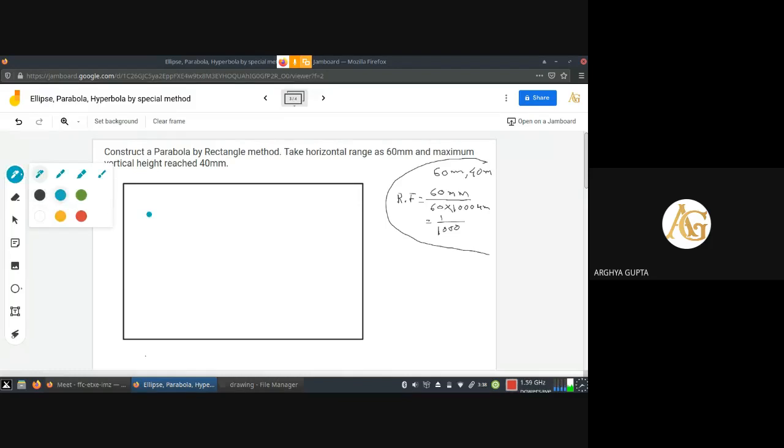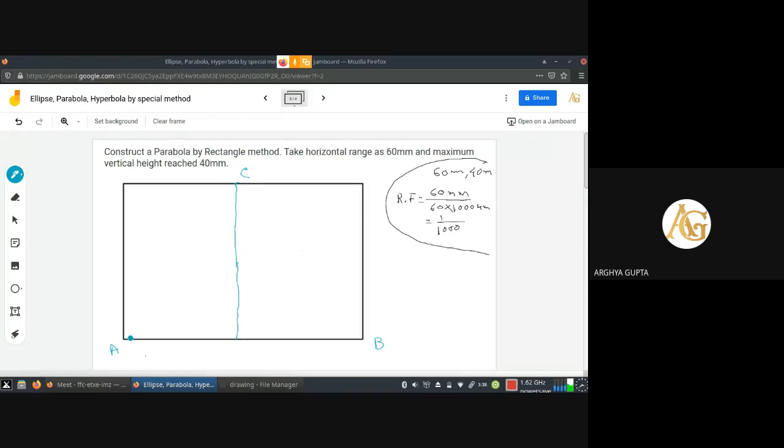Now we have to divide. You have to take the midpoint of this line, so that point will be the maximum range, isn't it? Let us say this point is A and B, the horizontal range is AB, and C is the maximum height reached. So the 3 points of that parabolic curve are A, C and B. So the curve will be like that.